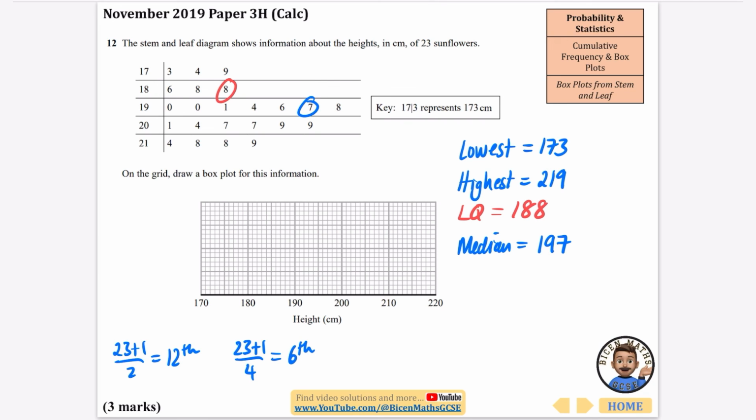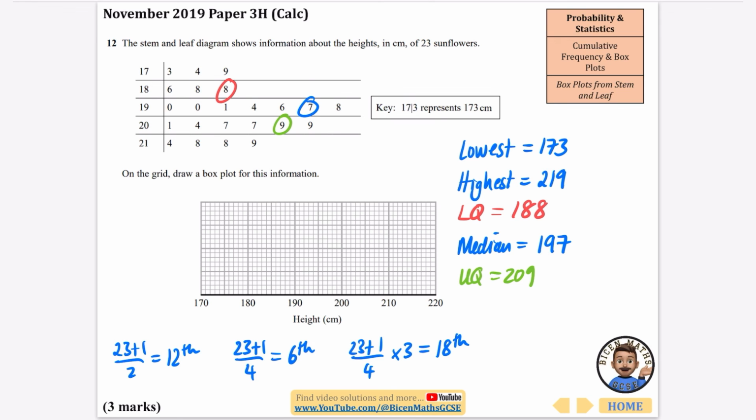Now the last one for us to do is the upper quartile, which is 23 plus 1 divided by 4. And because it's 3/4, we times it by 3. Well, the first part we know is 6, times that by 3, and we get the 18th position. So I'll do the 18th position. Well, that's 12, 13, 14, 15, 16, 17, 18. So it's the 9, which is going to go with the 20. So the upper quartile is 209.